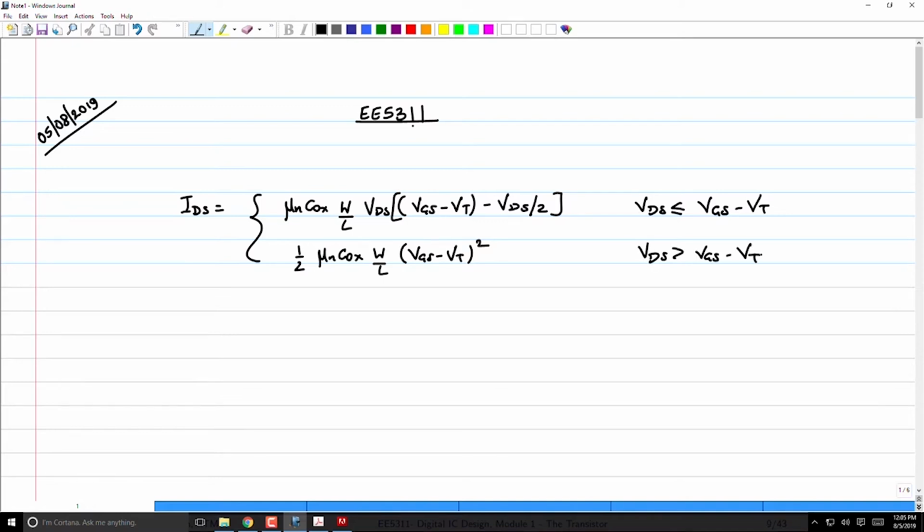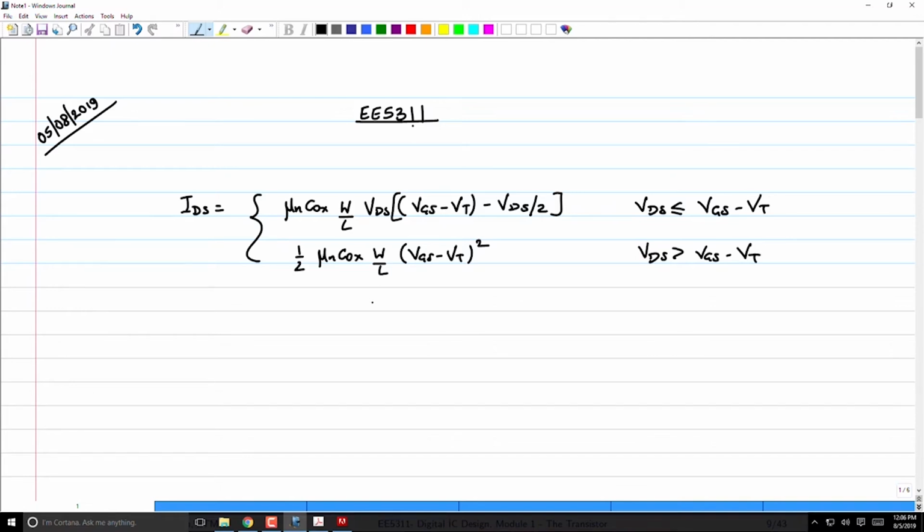And this we discussed was because VGS minus VT minus V should be greater than 0 at all points in the channel. So the worst case is at the drain end. And therefore, if you apply that condition, you will find that VDS has to be greater than VGS minus VT for the current to increase, right? So after that, it just saturates.